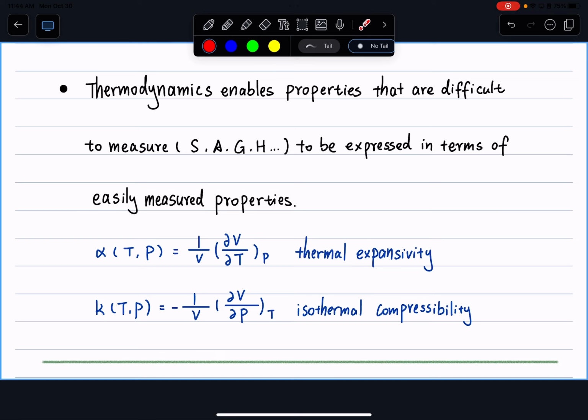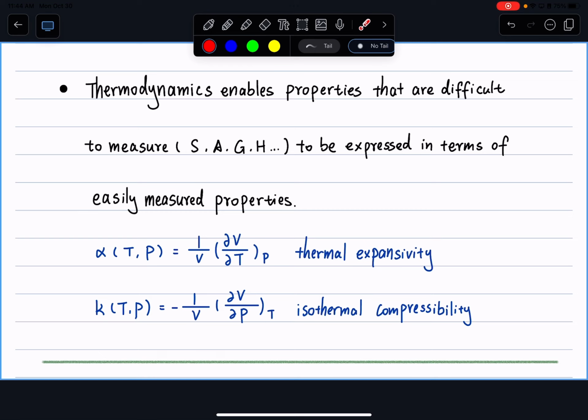And well, how exactly are we going to measure it? For example, things we can measure are our thermal expansivity and also isothermal compressibility. These are the things we can measure. Now, thermodynamics gives us a tool to link these things we can measure with these complicated relationships that we don't know how to measure.